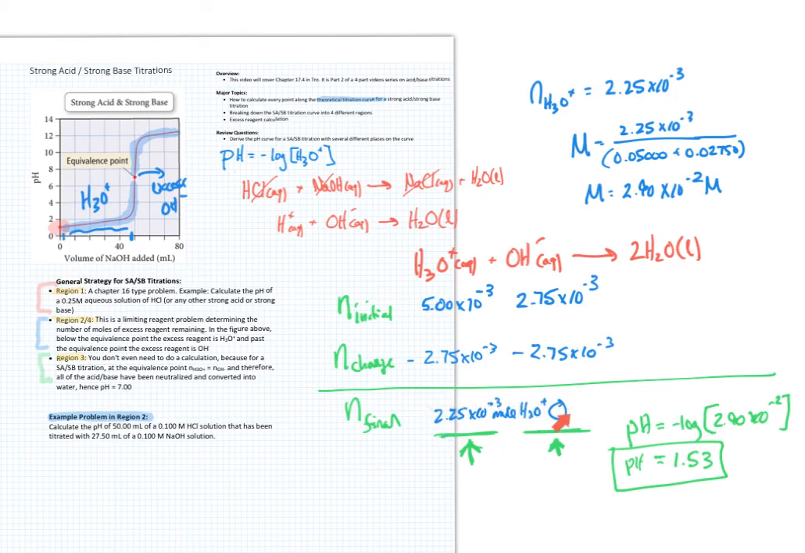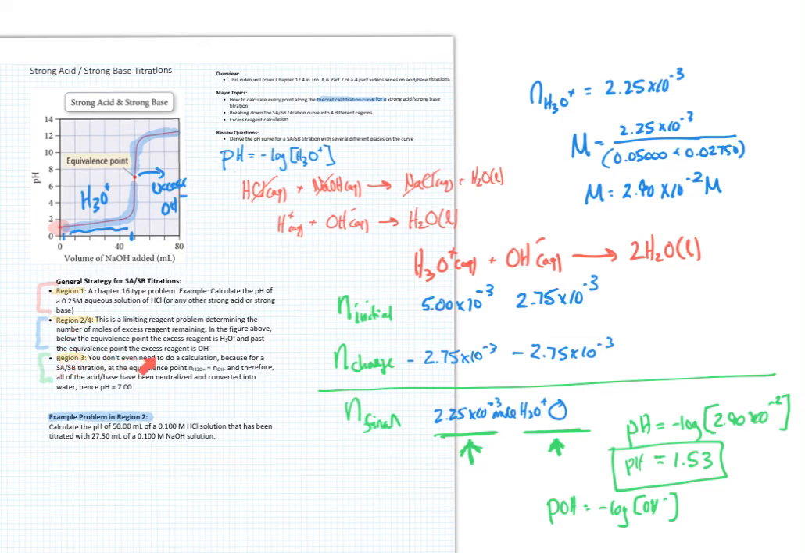If we have OH minus, we're not going to find the pH, we're actually going to find the pOH. pOH will equal the negative log of the OH minus concentration. And again, remember, you have to find the molarity, not just the number of moles. So we'll have moles from this mole table, and we're going to have to divide that by whatever that new volume is. So that takes care of regions 2 and 4.